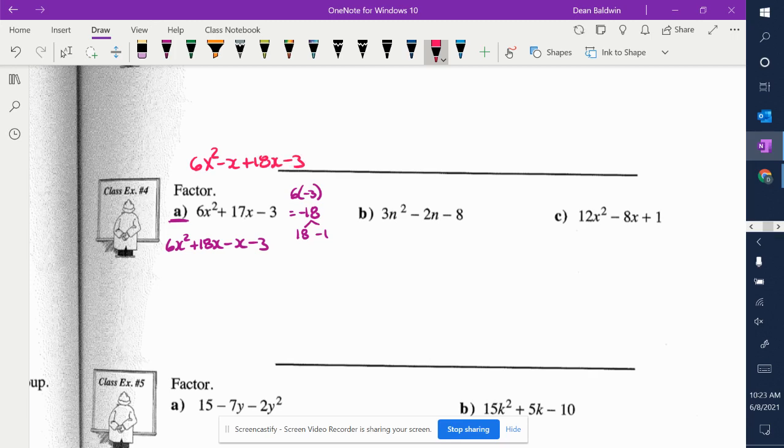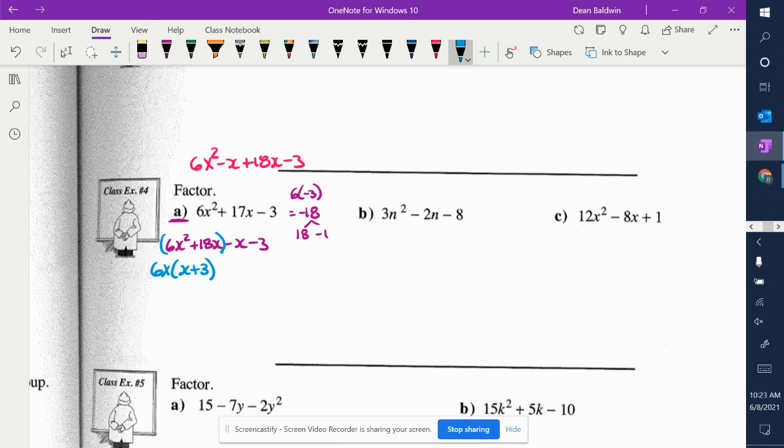Okay, now I got 4 terms. What do I do when I have 4 terms? How do you factor? Grouping, thank you. So group the first 2. What do I factor out? What's the largest number you can take out? 6x. And you get x plus 3.